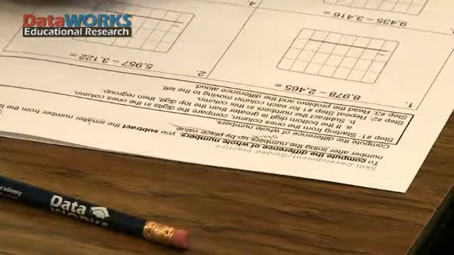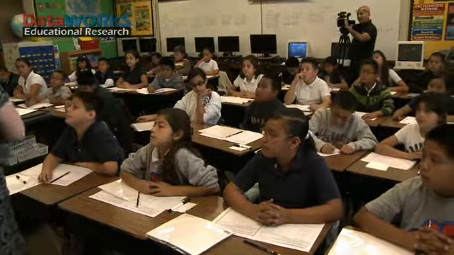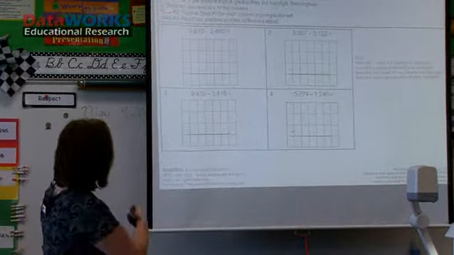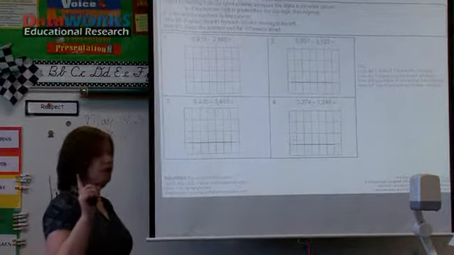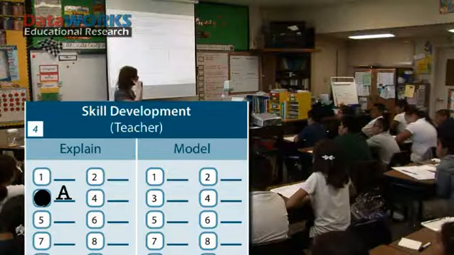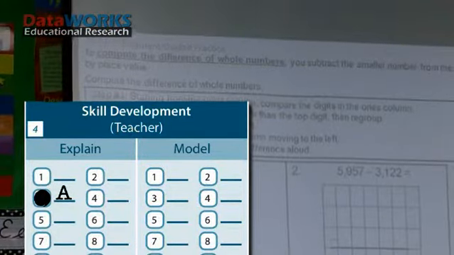Lincoln? Panthers. All right, eyes on me. All right, now we need to go through and we need to compute the difference of whole numbers. So we're going to start with step 1. The first thing we have to do is we have to stack them. That's my first rule.